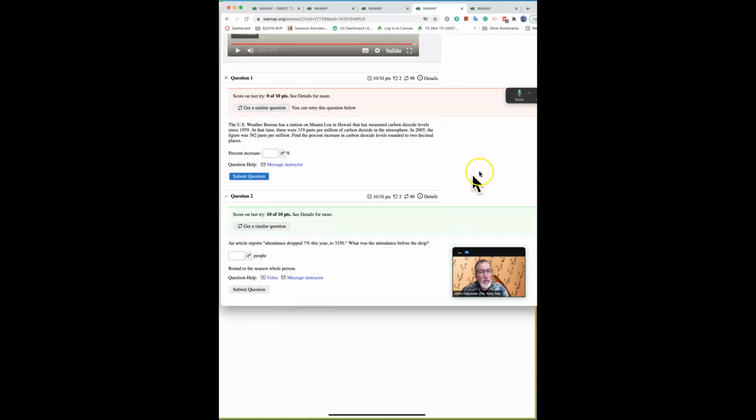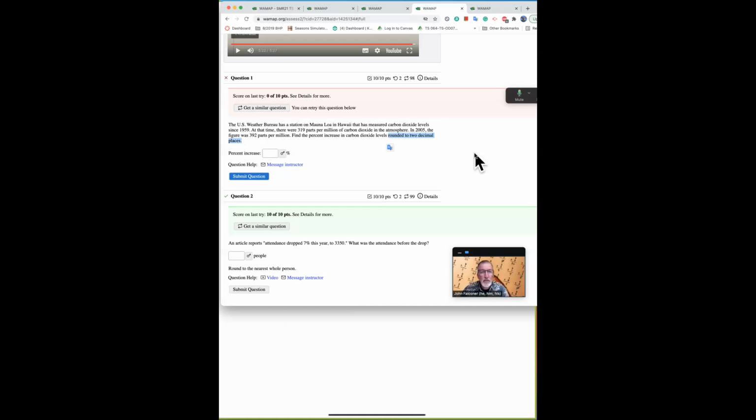All right, so question 1, the U.S. Weather Bureau has a station on Mauna Loa in Hawaii that has measured carbon dioxide levels since 1959. At that time, there were 319 parts per million of carbon dioxide in the atmosphere. In 2005, the figure was 392 parts per million. Find the percent increase in carbon dioxide levels rounded to 2 decimal places. Okay, so make note of this, rounded to 2 decimal places. So we'll have to adjust our answer and format it that way.